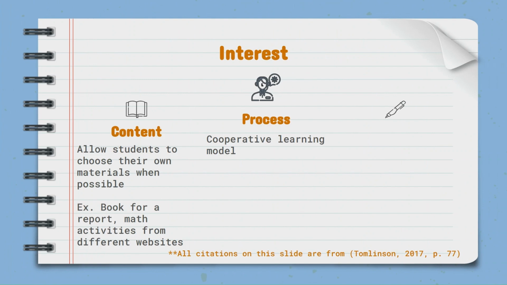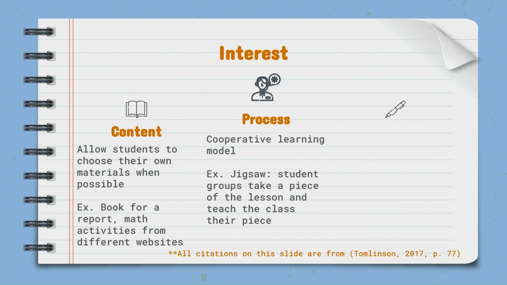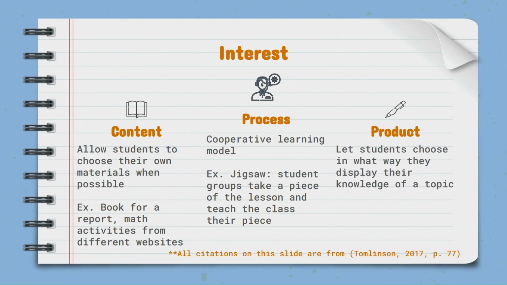Process, the cooperative learning model is a great way to keep student interest because in the jigsaw version of it, student groups each take a piece of the lesson and teach the class their piece. Cooperative learning requires students to talk to each other, and they enjoy doing that, so that's a great way to keep interest. And for product, let students choose in what way they display their knowledge of a topic. So whether that's through writing, drawing, making a podcast, or video, it's something I've noticed is done in this class a lot, which I enjoy, and other students also enjoy it because we all like having choice.